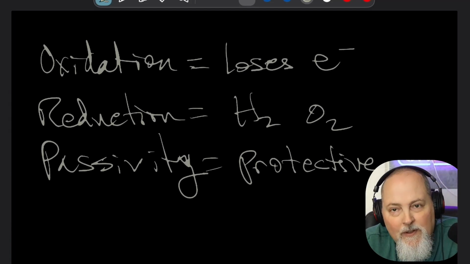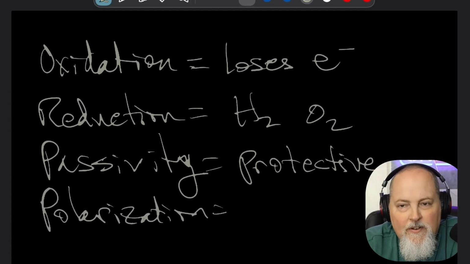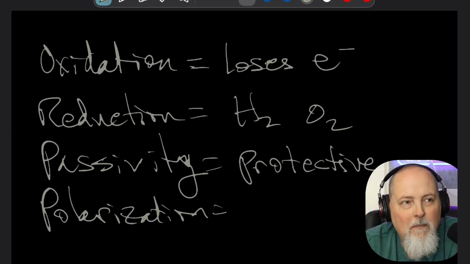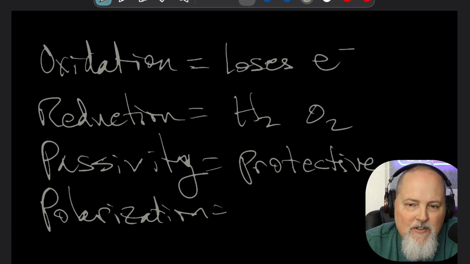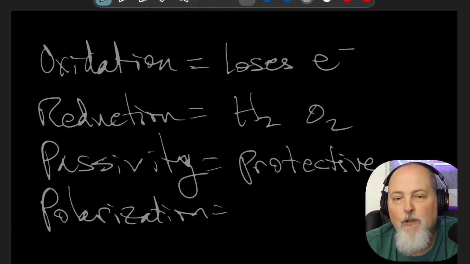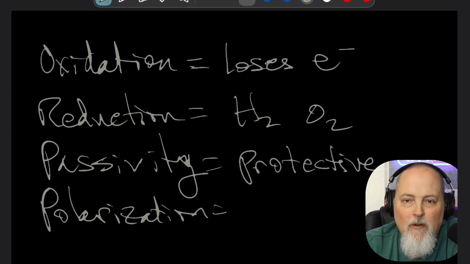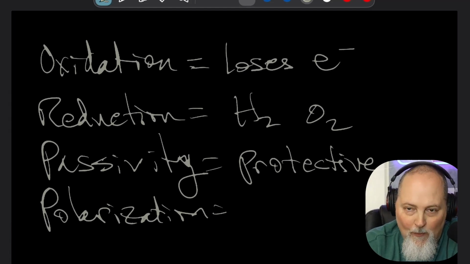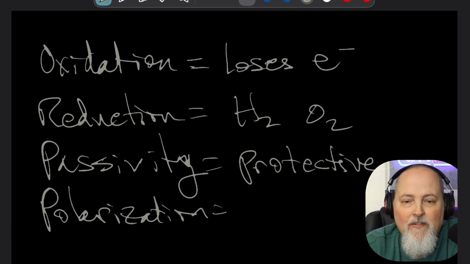Now, there's another thing, polarization. Polarization also slows corrosion. This means one part of the corrosion reaction starts getting bottlenecked. The reaction still wants to happen, but it gets slowed down by limits. If I reduce the amount of oxygen in the water, I'm producing a bottleneck. I'm slowing that reaction down because there's not enough oxygen to continue the corrosion process.